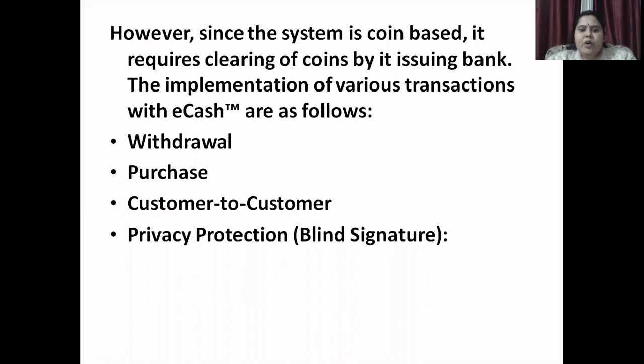The implementation of various transactions with eCash TM are as follows. First is withdrawal, then purchase, then customer to customer, and next is privacy protection. Now, see first, that is withdrawal. There are two participants in the withdrawal transaction, the bank and the customer. The customer connects to the eCash TM issuer and purchases electronic coins of the required value.